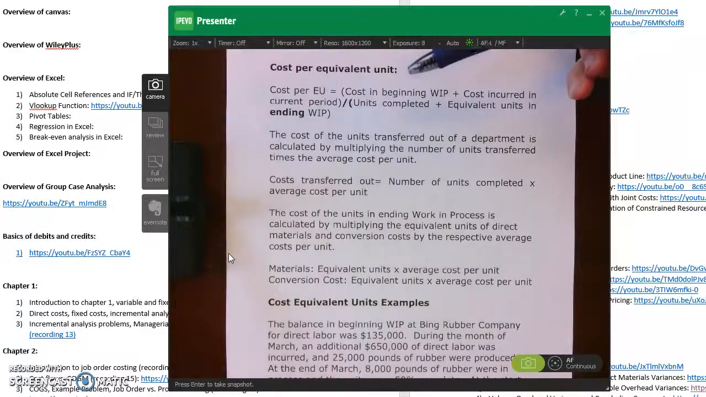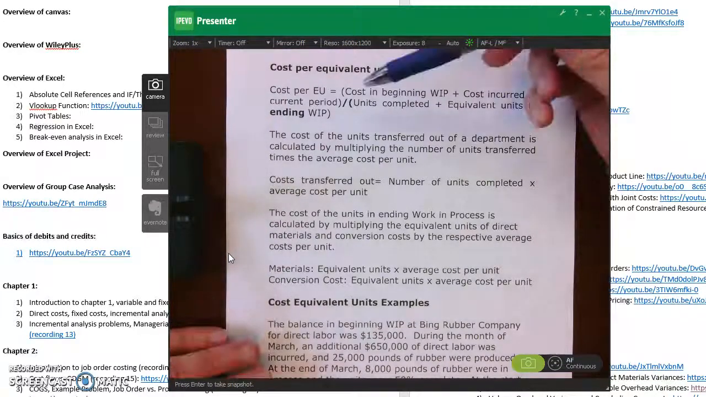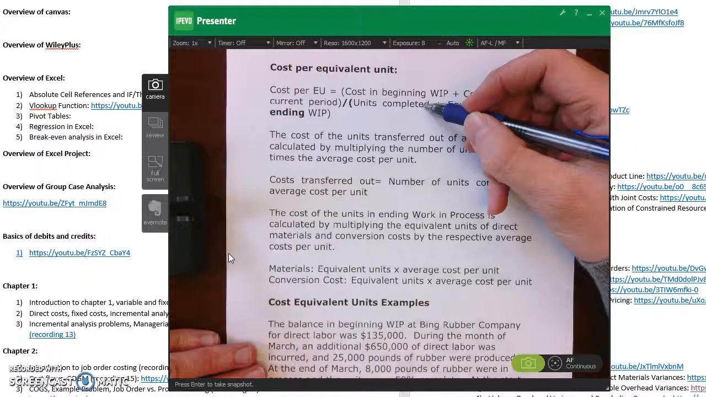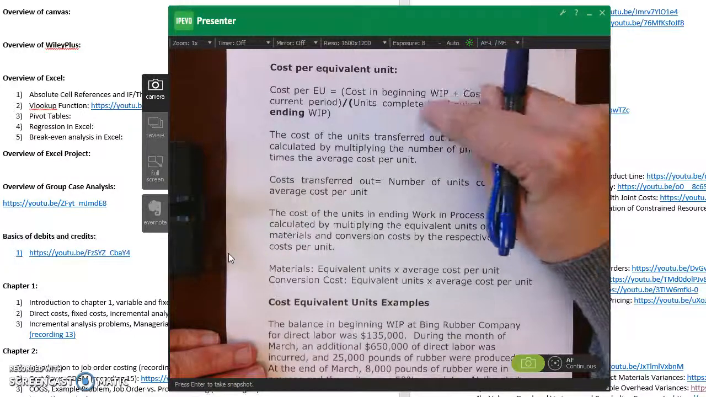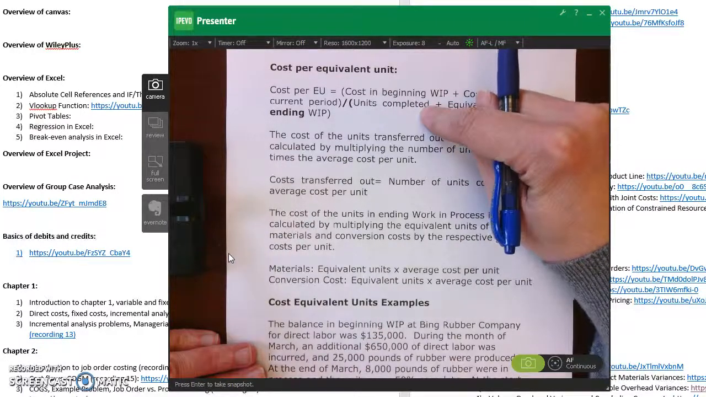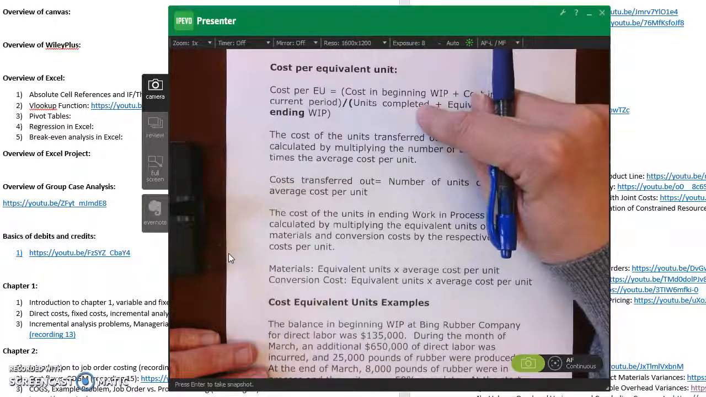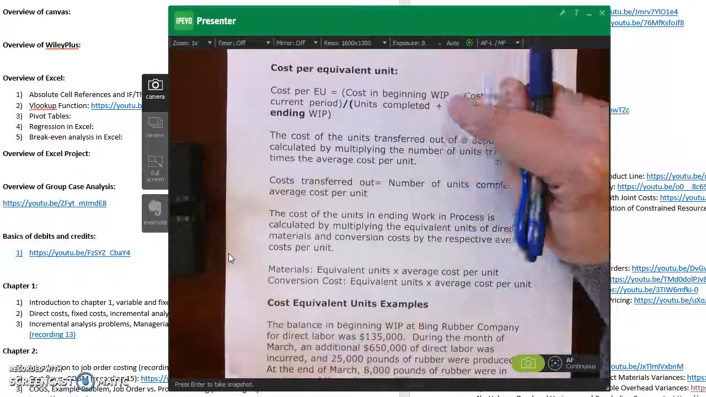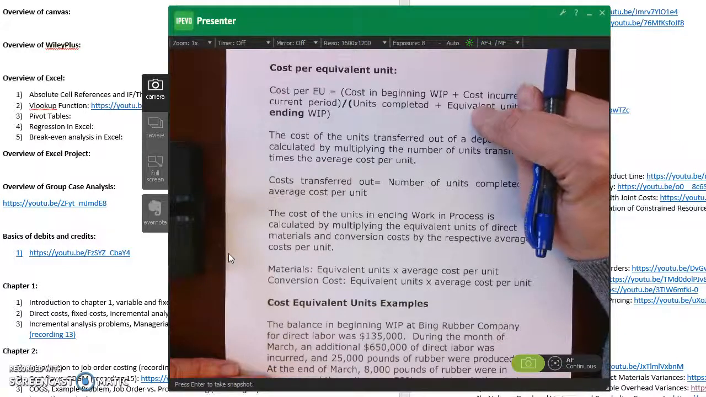So now we're going to talk about how to calculate that average cost per unit. Remember what we just went over: the units, how to calculate the denominator in the average, which is going to be the equivalent units of production. The equivalent units of production is equal to the units completed plus the equivalent full units in ending WIP.